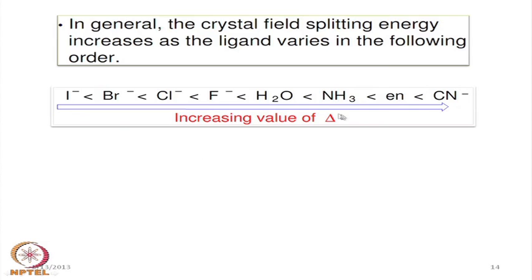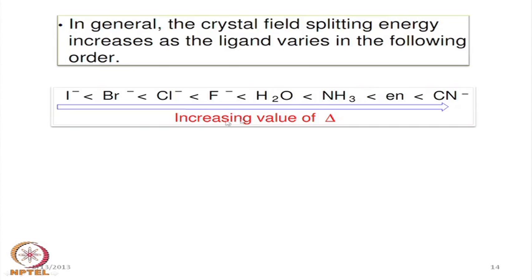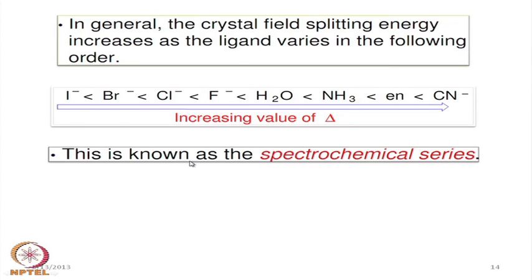So, as we write in increasing value of delta, this is more or less the straight order for 8 ligands. If all 8 ligands are interacting with, say, nickel 2 plus, we can get the typical ordering for increasing value of delta. This particular part is not the full series; we will come back to this series again.